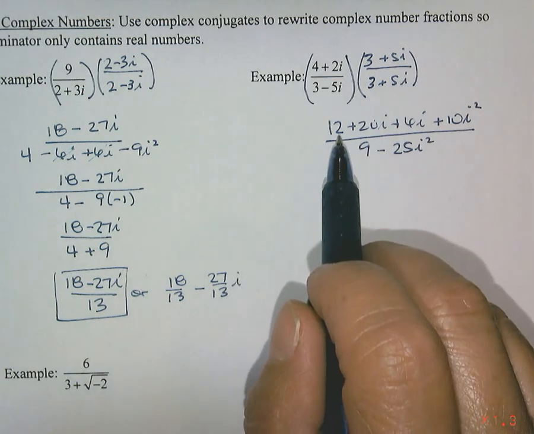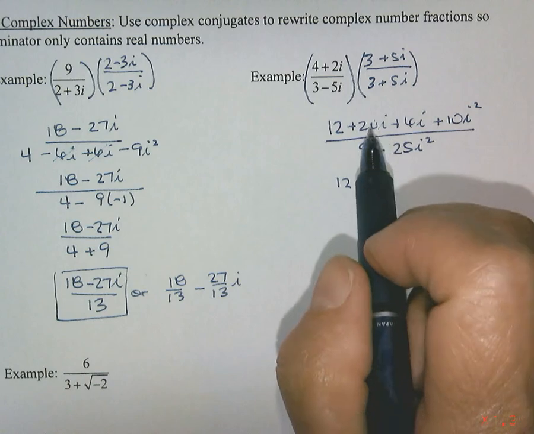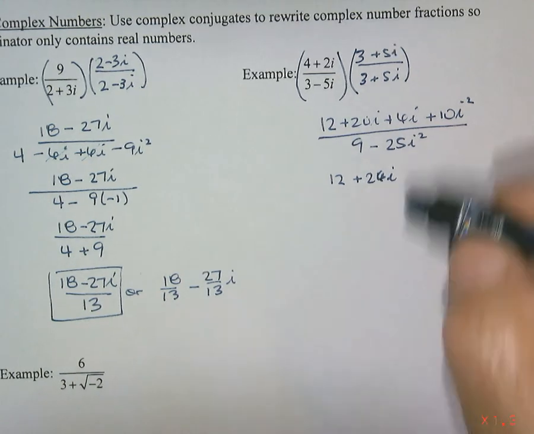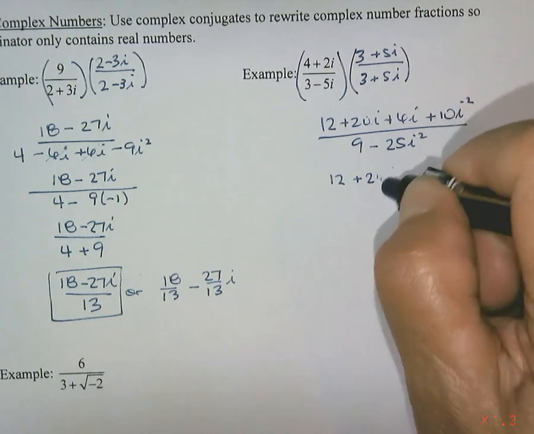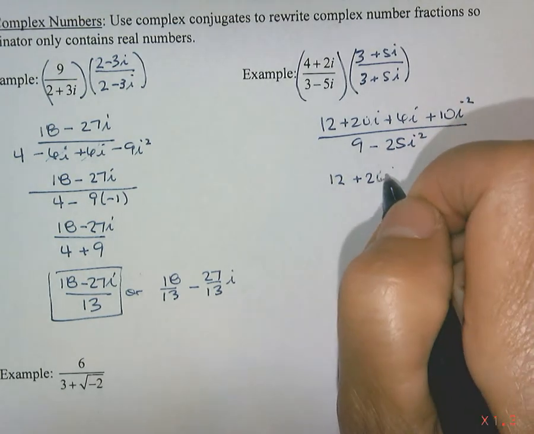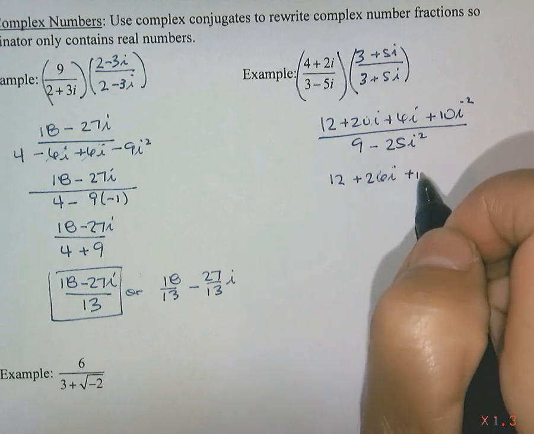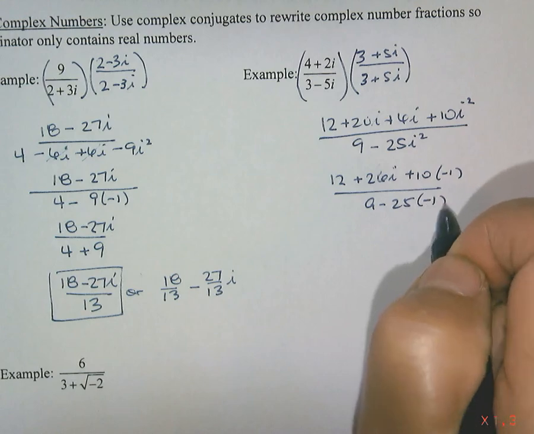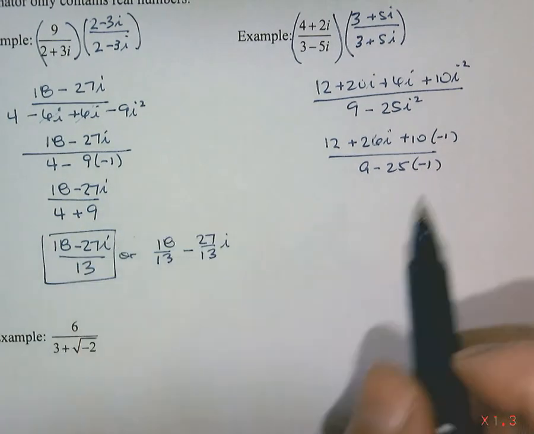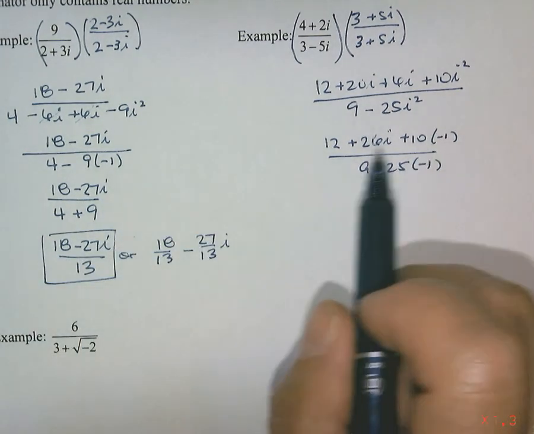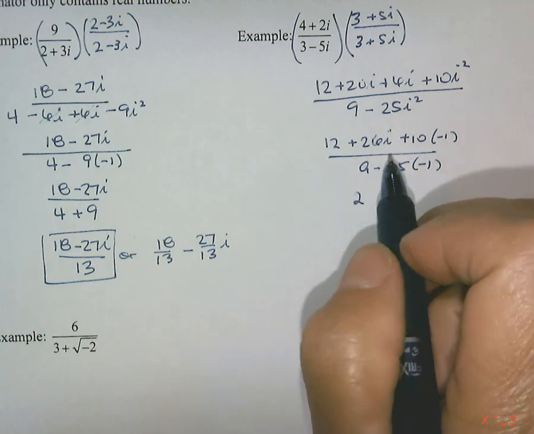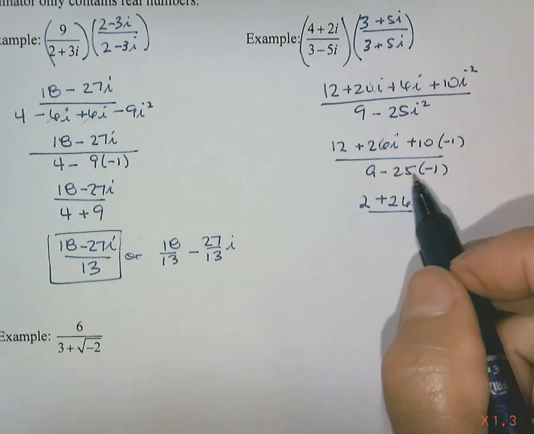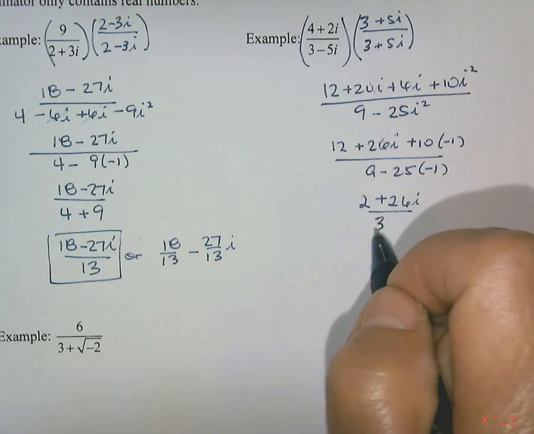Clean up now whatever you have done. So I have 12 plus 26i, plus 10 times negative 1. 9 minus 25 multiplied by negative 1. Since this is a negative 10, 12 minus 10 will be 2 plus 26i. 9 plus 25 will be 34.